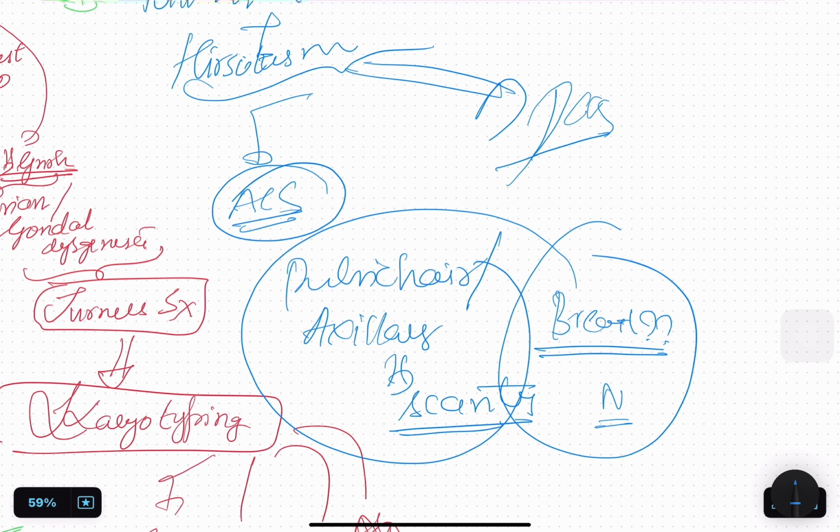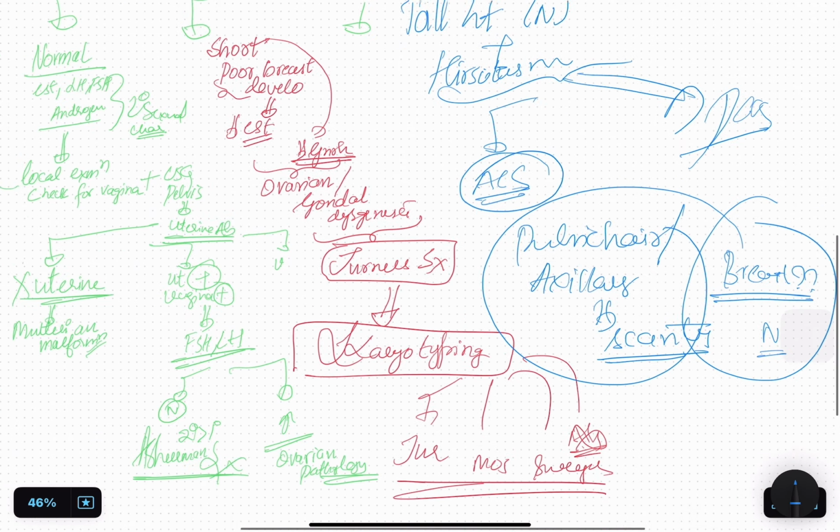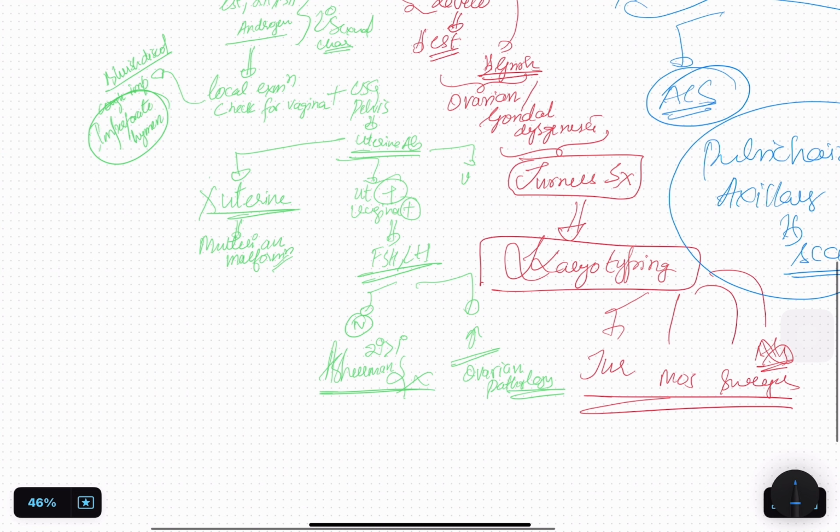Now with respect to Swyer's, if you want me to talk, they will have normal height. They will have no breast development, because the karyotyping, if you see, is 46XY. They cannot produce estrogen, for God's sake, because they are male. They will have bilateral inguinal hernia, that is nothing but palpable testis. Okay, so that is how you go about in that case. Swyer's also we have discussed. See how many things we have discussed in this workup.